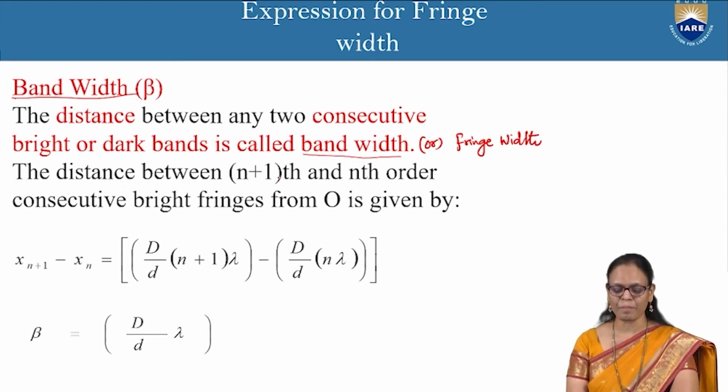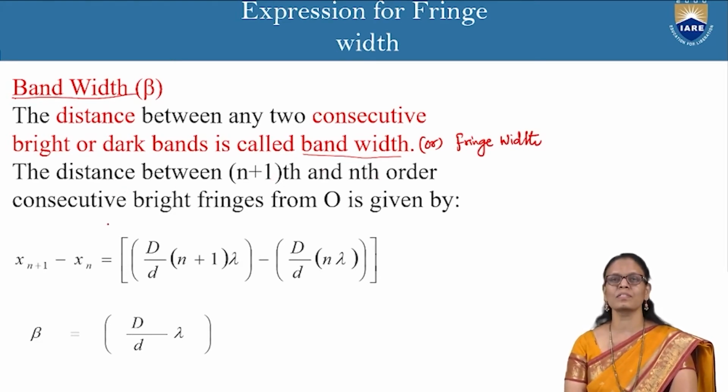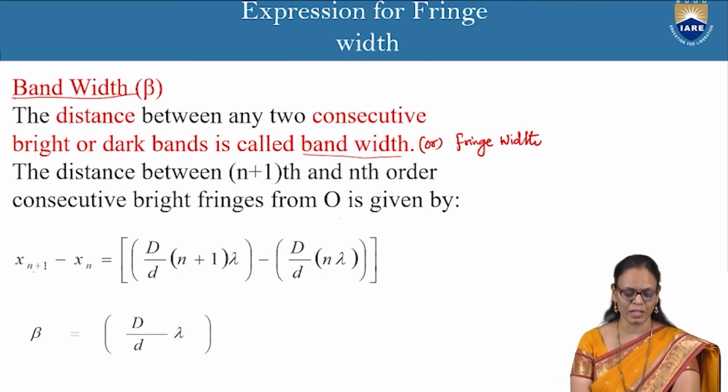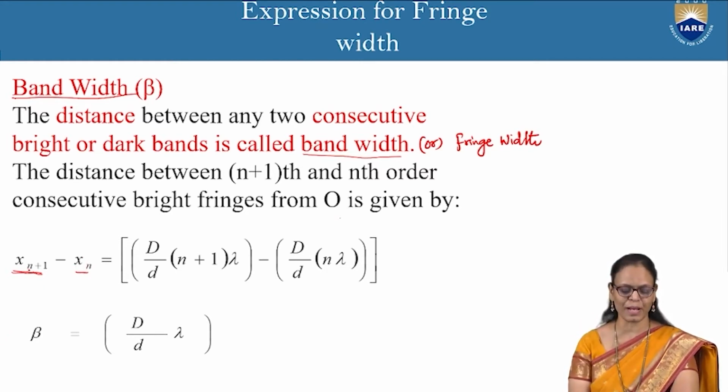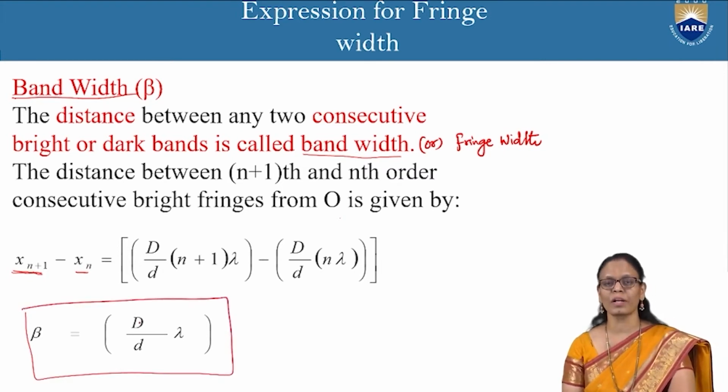The distance between the n+1th and the nth order consecutive bright fringes from O is given by xn+1 minus xn. So xn+1 is the distance of the n+1th bright fringe from the central fringe, and xn is the distance of the nth bright fringe from the central fringe. So if we want to find the bandwidth, we do xn+1 minus xn. So we substitute in the formula and we get beta is equal to capital D by small d into lambda. So this is the formula we are going to use.